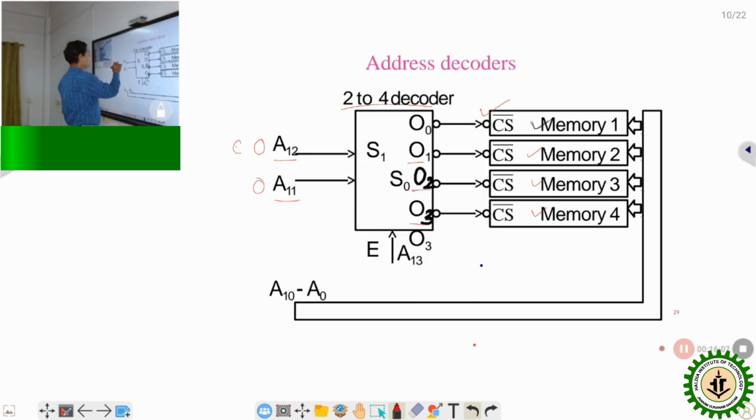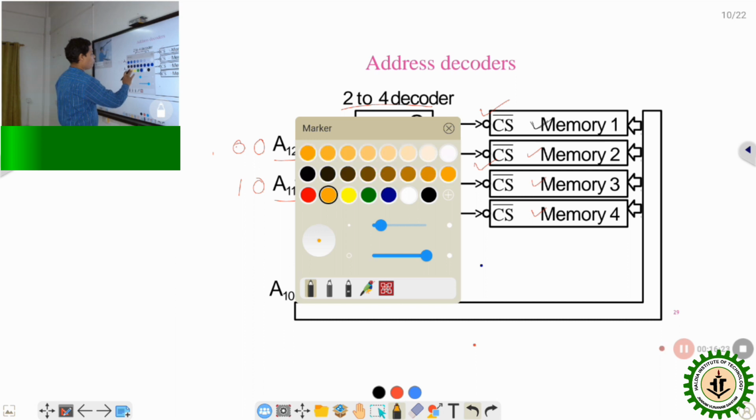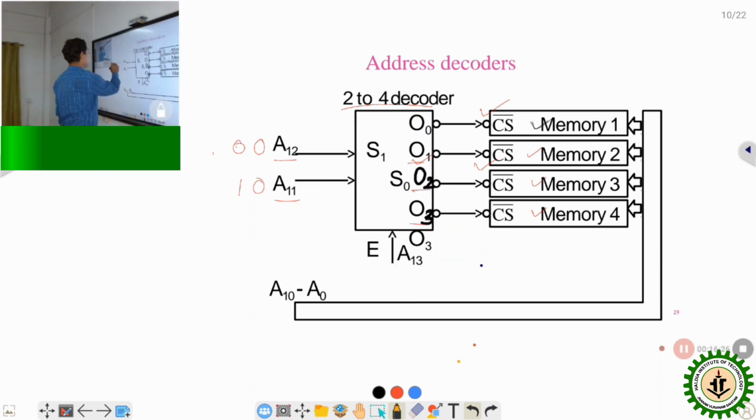When this is 0 and 1, at that time O1 will be enabled, so memory 2 will be selected. Similarly, in case of 1, 0, O2 is going to be enabled and memory 3 is selected, and finally if we place the signal 1, 1, then the O3 line will be activated and memory 4 is going to be selected.